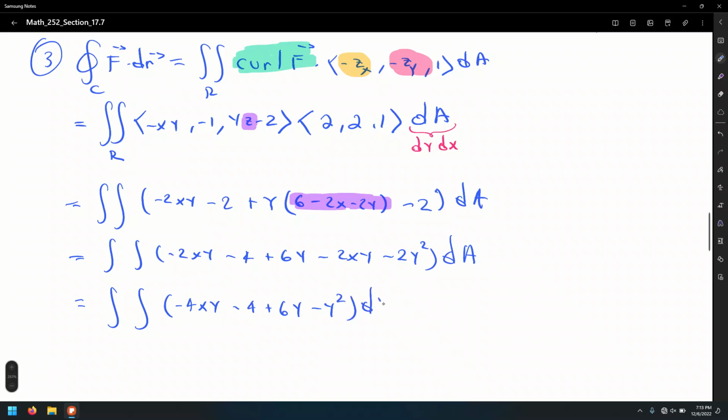And I think we can do the dy dx already because we have the integrand already simplified. Yes? It's a minus 2y squared. Minus 2y squared, right? Yes, minus 2. Thank you.